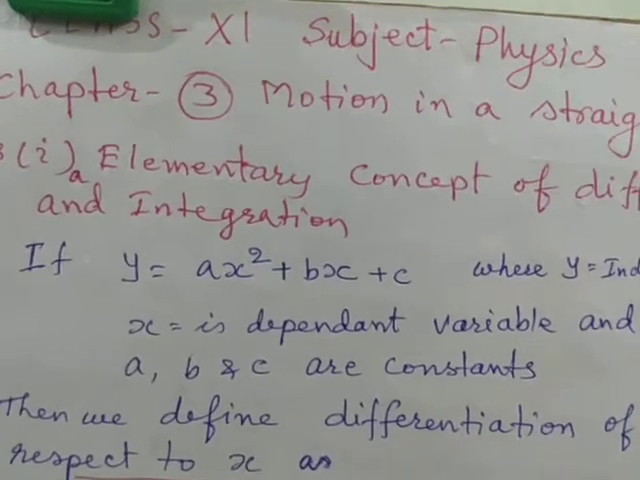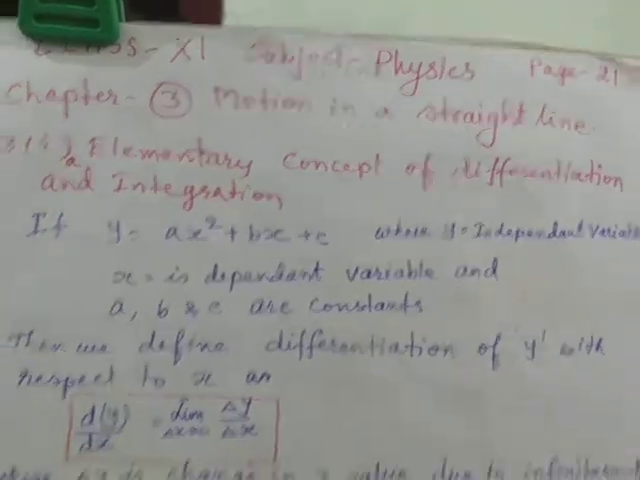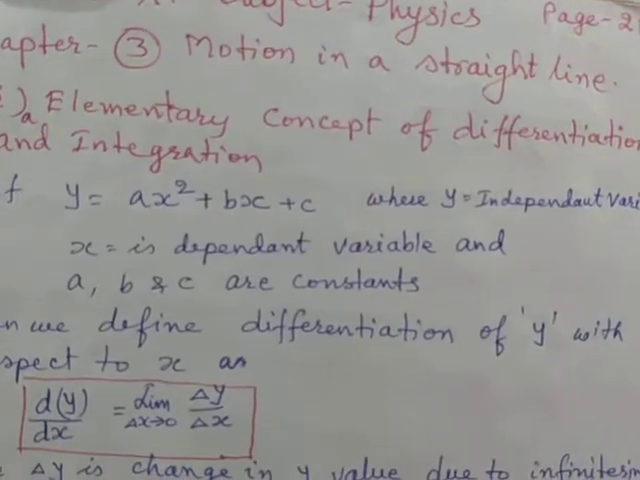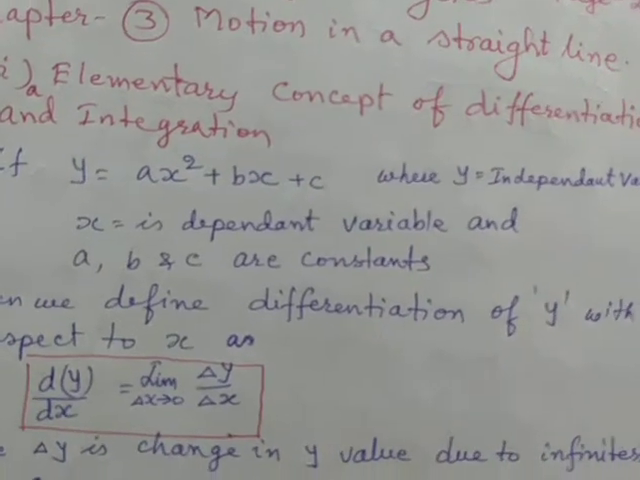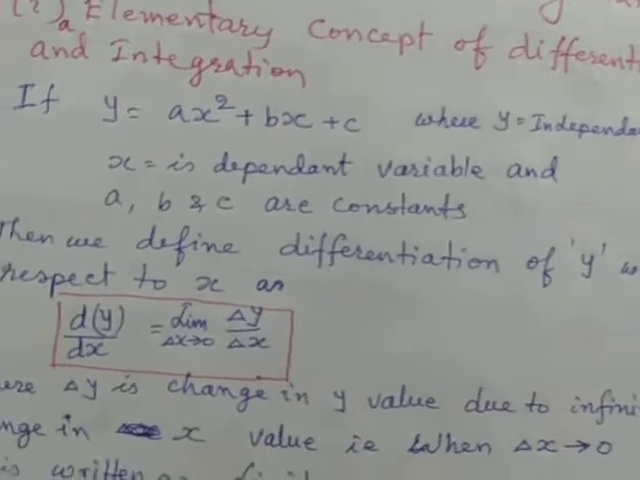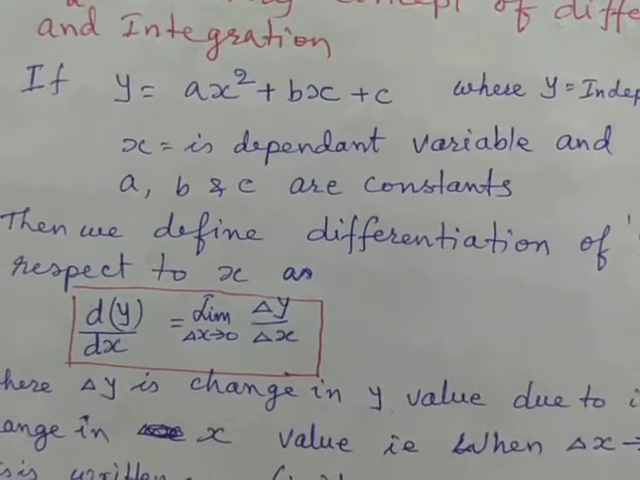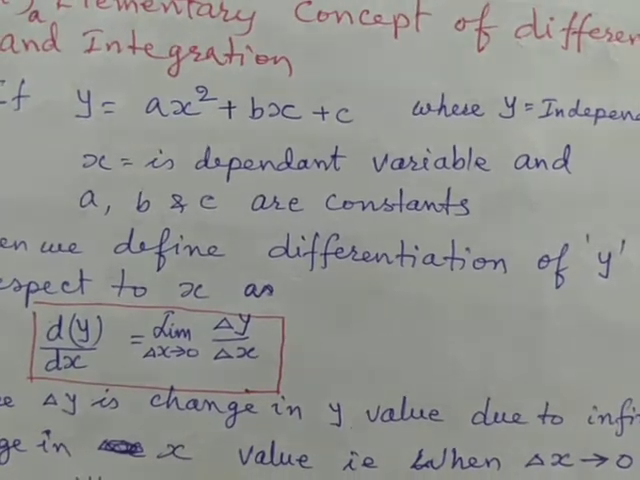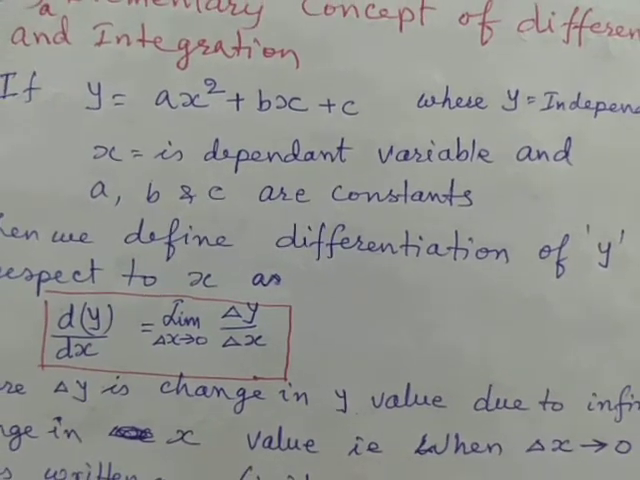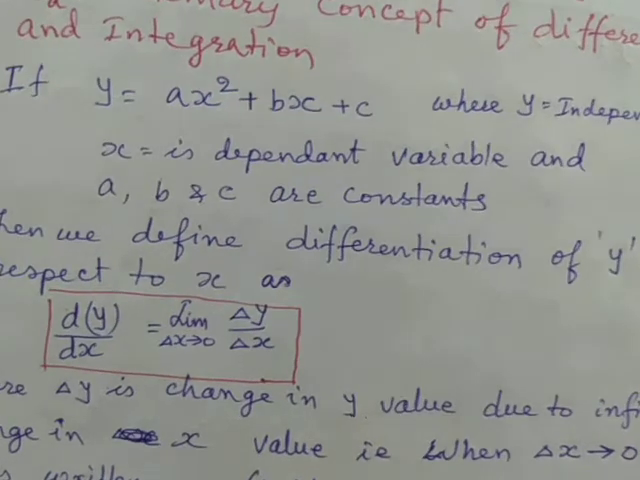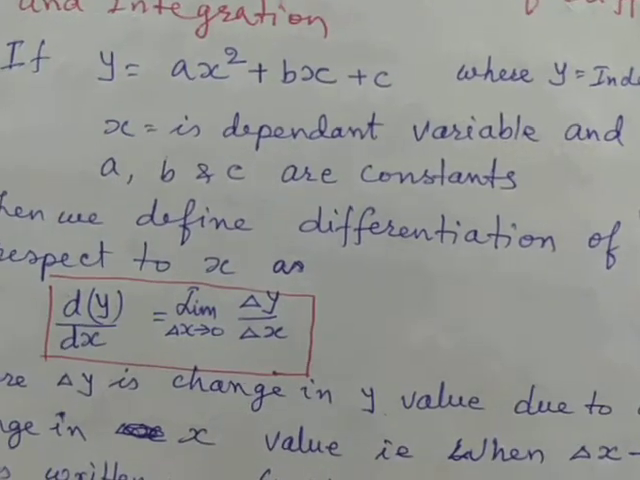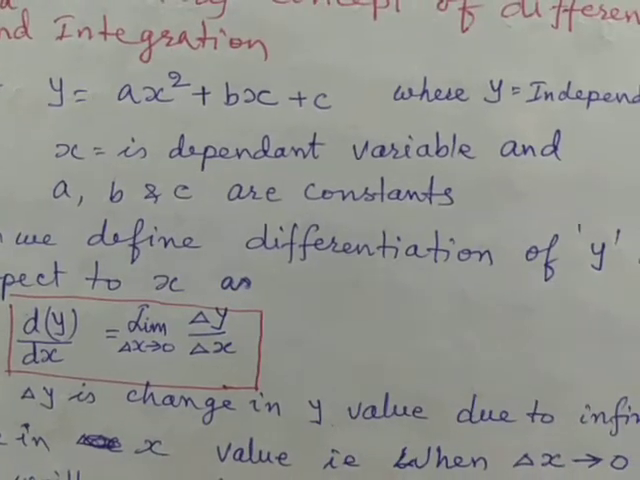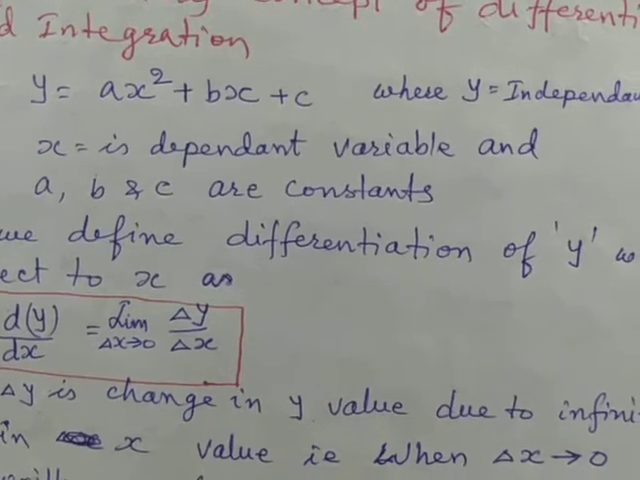Of class 11. Today we are going to talk about the elementary concepts of differentiation and integration. If there is a relation y is equal to ax square plus bx plus c, where y is the dependent variable and x is the independent variable, then when the value of x changes, the value of y will also change.